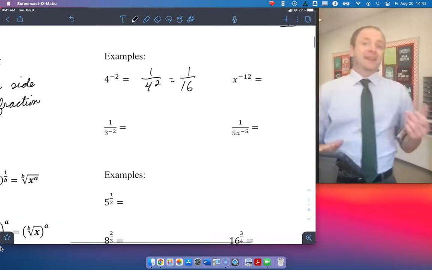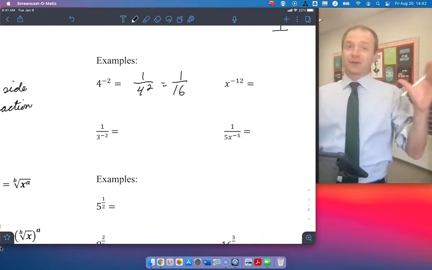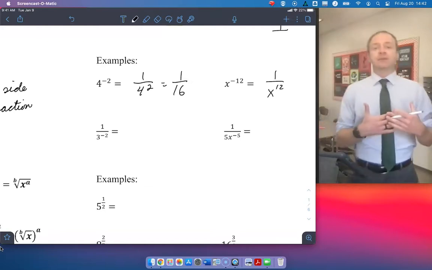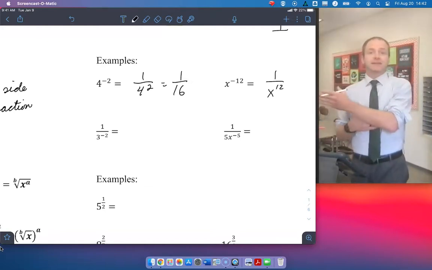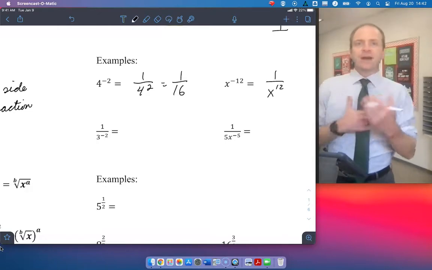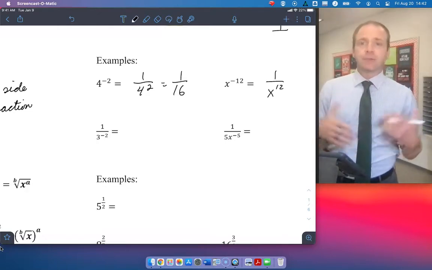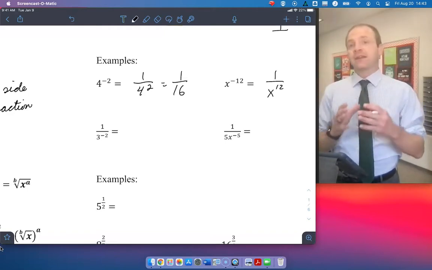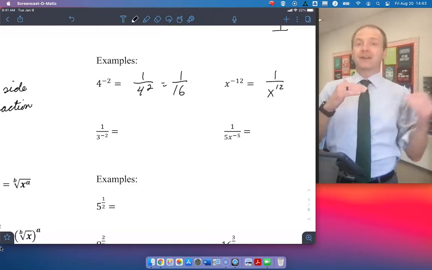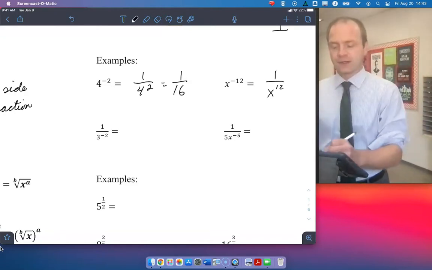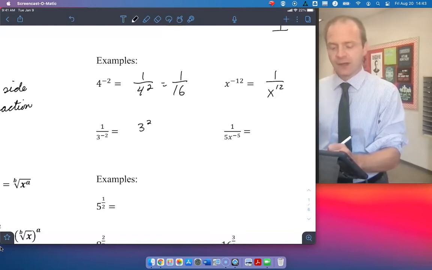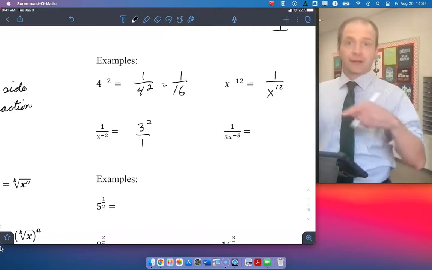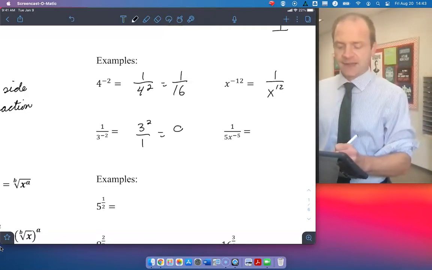If I have x to the negative 12, well, hey, it's on the wrong side. It needs to be here. So when you move it to the other side, notice the exponent becomes positive now. X to the 12th is on the bottom. But what happens if you have 1 over 3 to the negative second? Well, what happens in that case is it's on the wrong side of the fraction. That 3 to a power needs to be on the other side of the fraction. So really, this becomes 3 squared over 1. I flipped it in a way. I made it so the 3 squared goes on top, and that is 9.